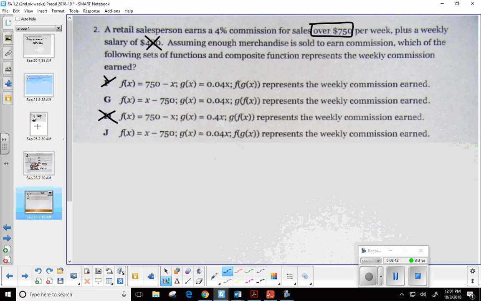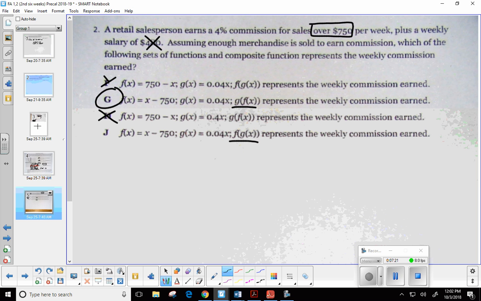And the only difference here is the composition. Now, what would make more sense? Would I find the amount of money, the difference, and then apply the percentage? Or would I take the percentage and then find the difference? You'd have to find the amount of money that you're going to take the percentage of first. So you'd have to take F and plug it into G. Does that make sense? Any questions?